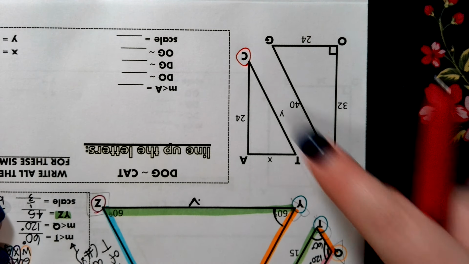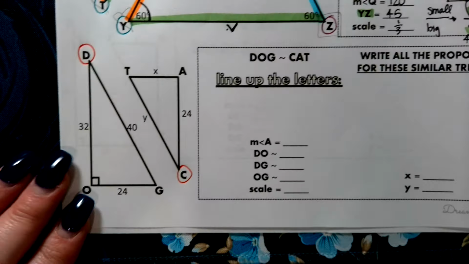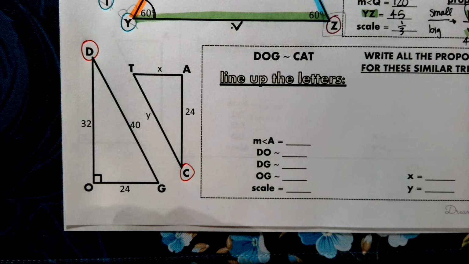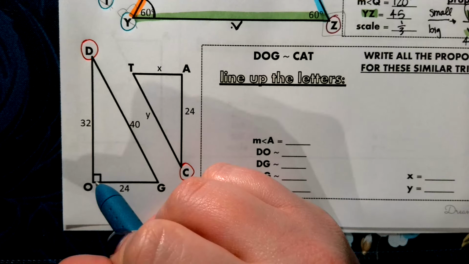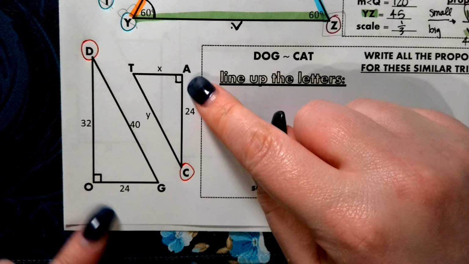I see that I have this 90-degree angle down there. So that means that there's also going to be this 90-degree angle right there. So that means that those two things are going to correspond with each other. So O and A, those are together. So then that leaves T and G to correspond with each other.